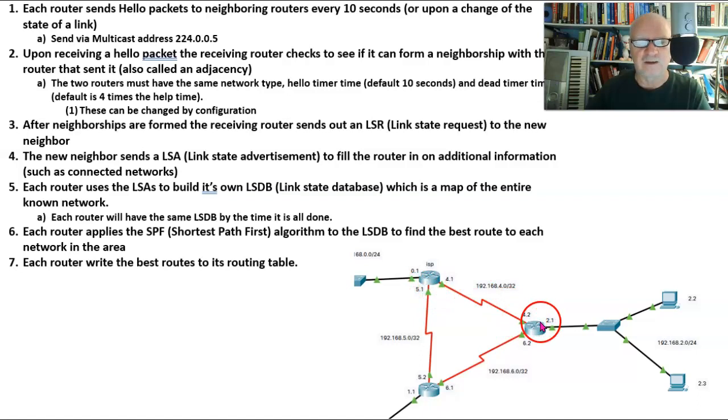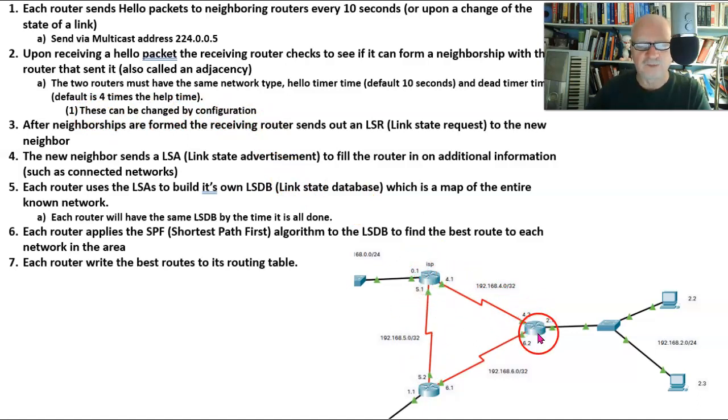By the way, these hello packets are sent via multicast address 224.0.0.5, which has been reserved for OSPF. So it receives a hello packet. It checks to see if it wants to form a neighborship or an adjacency. And I've already given these things: network type, hello timer, and dead timer must all match, and they can all be changed by manual configuration.